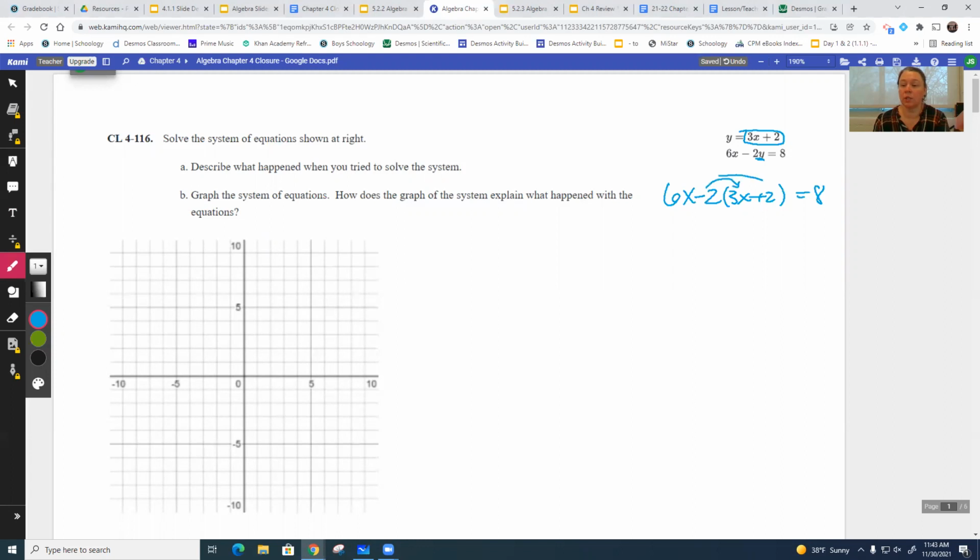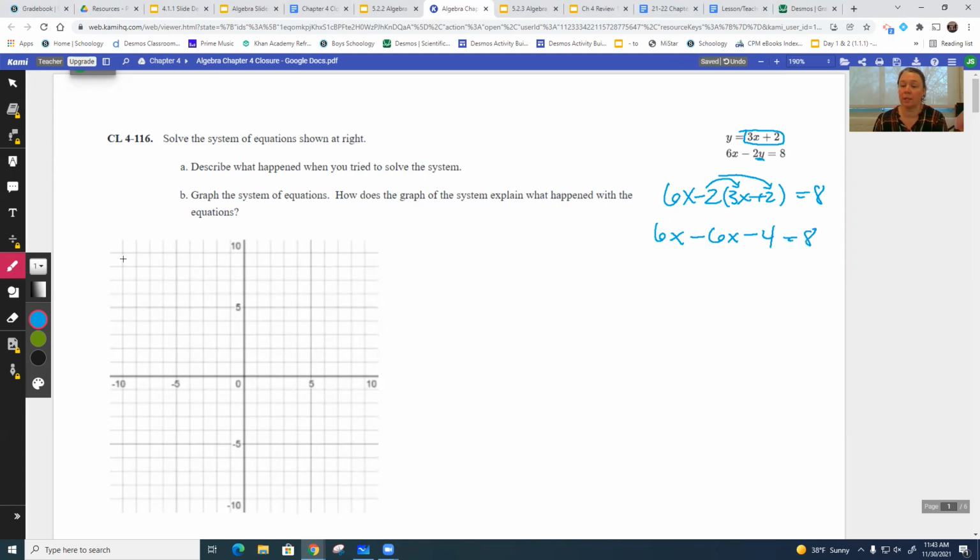The minus 2 is distributed to both of these. You don't add these first and then distribute. It's 6 minus 2 times this, and order of operations says you multiply before you add or subtract. So it would be 6x minus 4, right? Negative 2 times 3x is negative 6x, negative 2 times 2 is negative 4, equals 8.